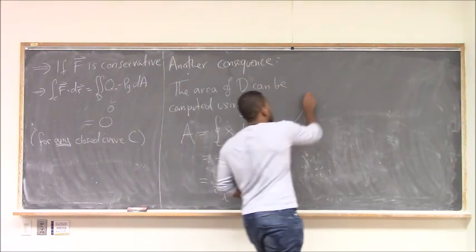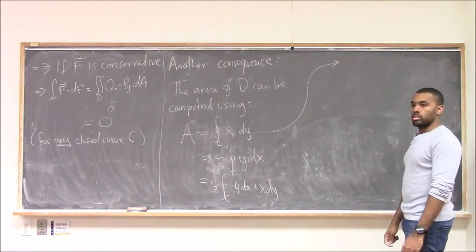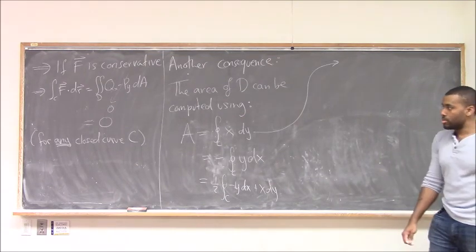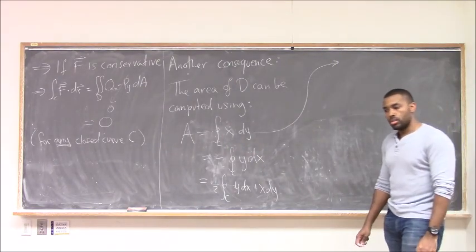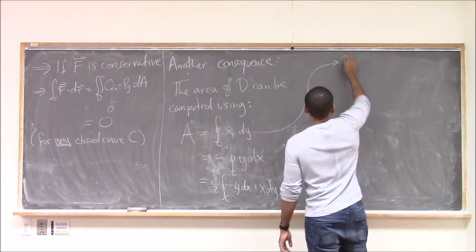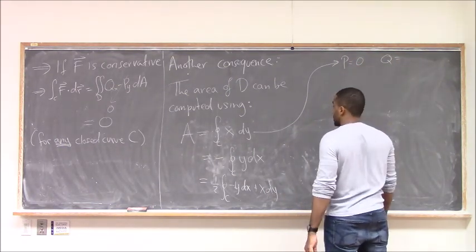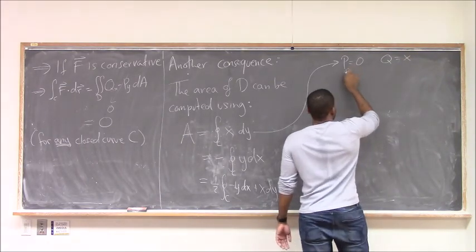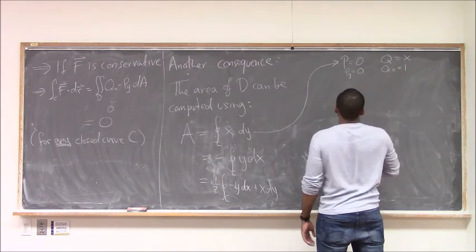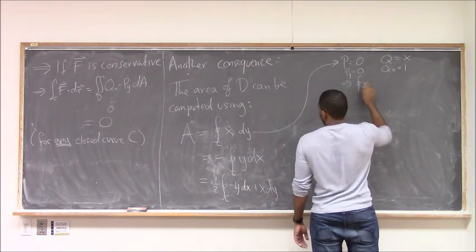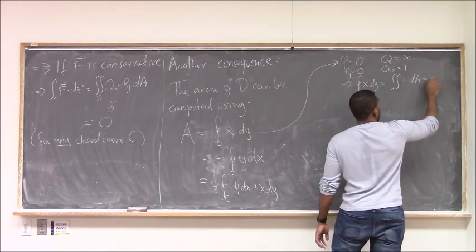What about the first one? Why is that true? Think of this equation in terms of Green's theorem. What does that tell us? What would the P and the Q be? P would be 0 and Q would be x. So my P sub y is 0 and my Q sub x is 1. Right, which means the integral of x dy is just going to be equal to the double integral of 1 dA, which we know is area of D.